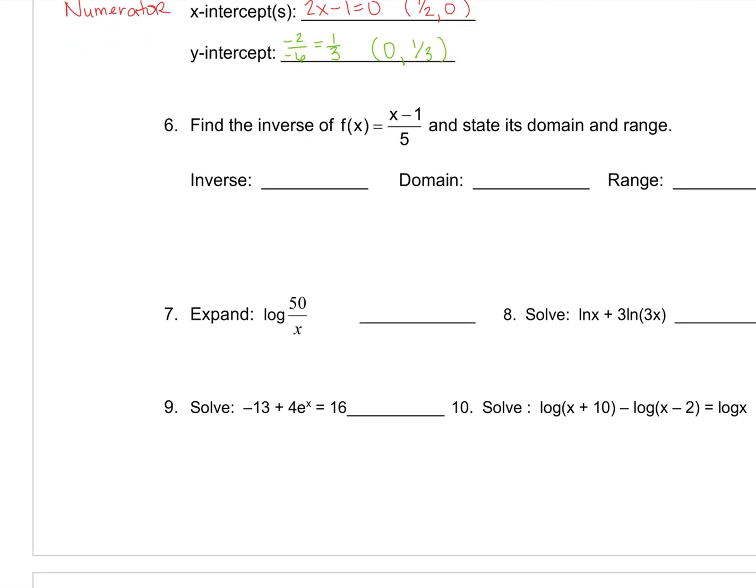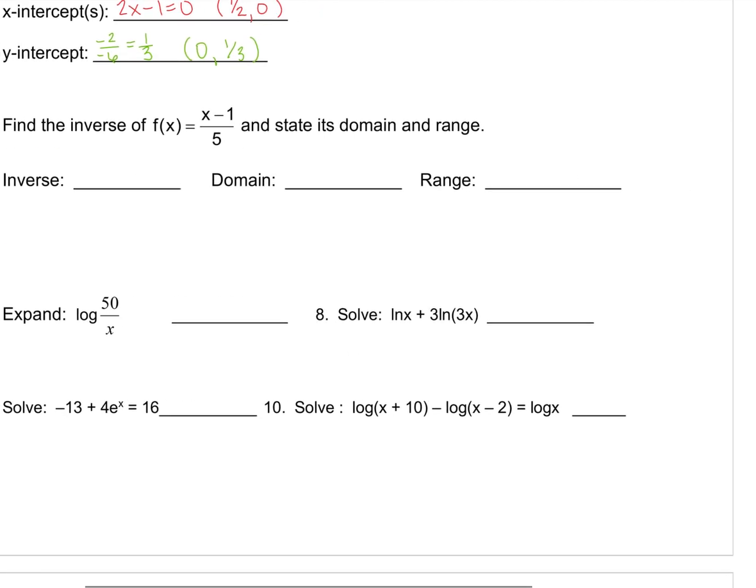All right, for 6, finding the inverse. Remember, step 1, set it equal to y. So change f of x to y. Then I'm going to switch the x and the y, and then I'm going to solve for y again.